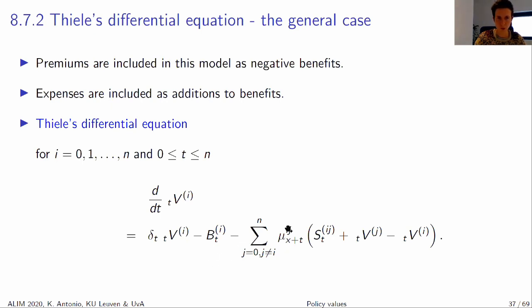And we had minus mu 01, and then here we would have tV1 minus tV0, because there is no lump sum to be paid if I make the transition from active to disabled. And then I would have minus mu 02 multiplied with S minus tV0 in case my policyholder makes the transition to the death state. So if you work with this general scheme, as given over here, if you go back now to the example on the disability income insurance product, then you should be able to match the expression that we derived over there with this general setting of Thiele's differential equations.